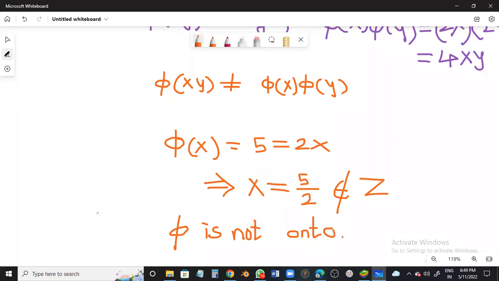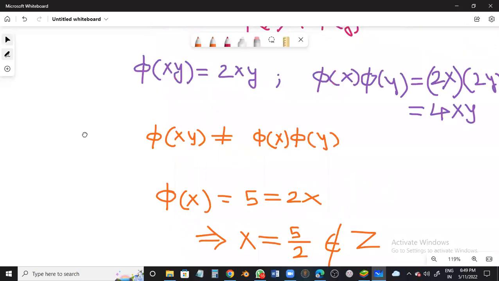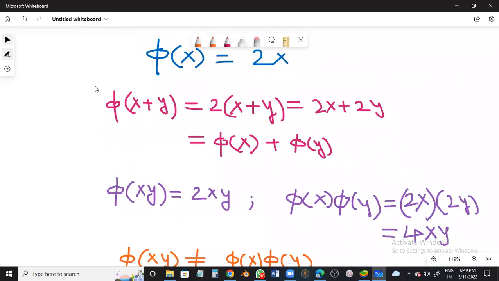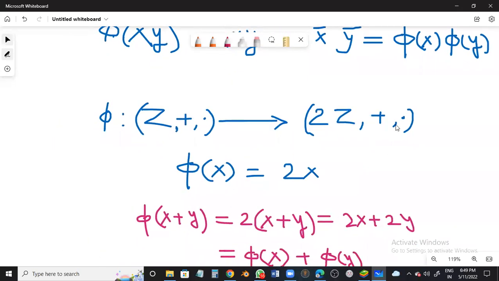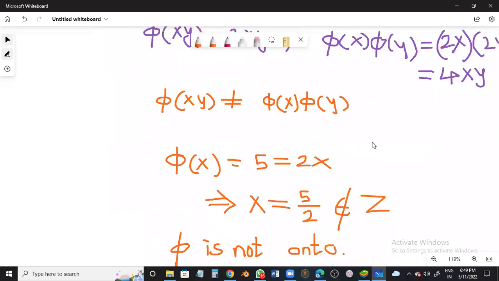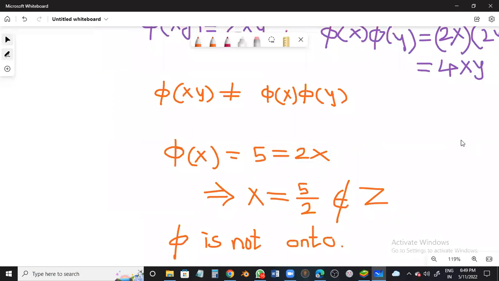Do you agree that phi is not onto? Yes, ma'am. Sure. Your codomain is twice Z. How do you get an odd integer over here? How would you get an odd integer in 2Z? You won't get it, ma'am. So this explanation is quite wrong, isn't it?